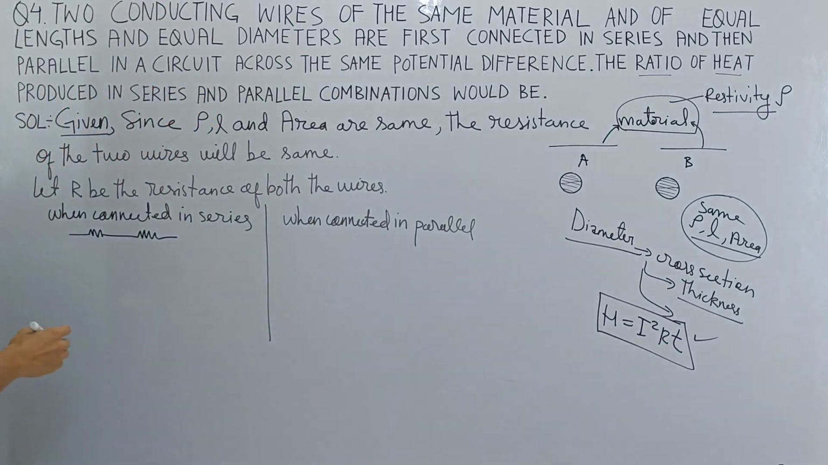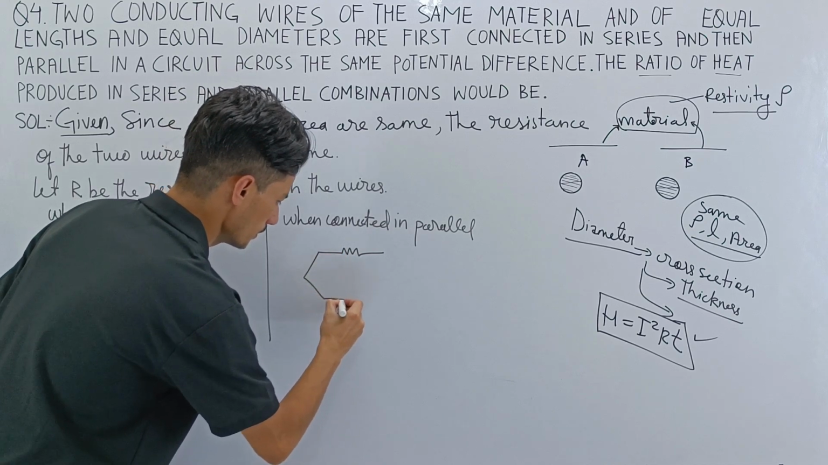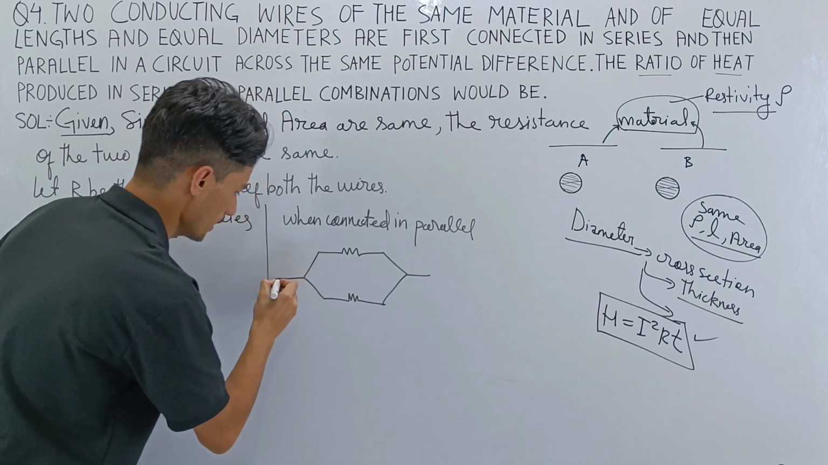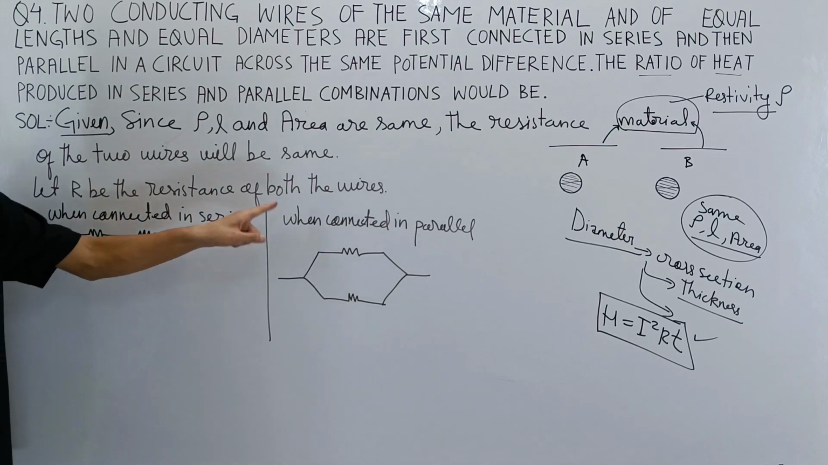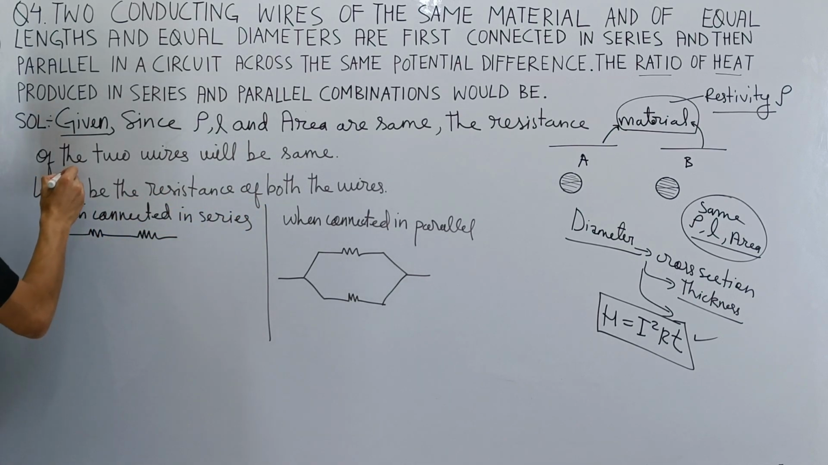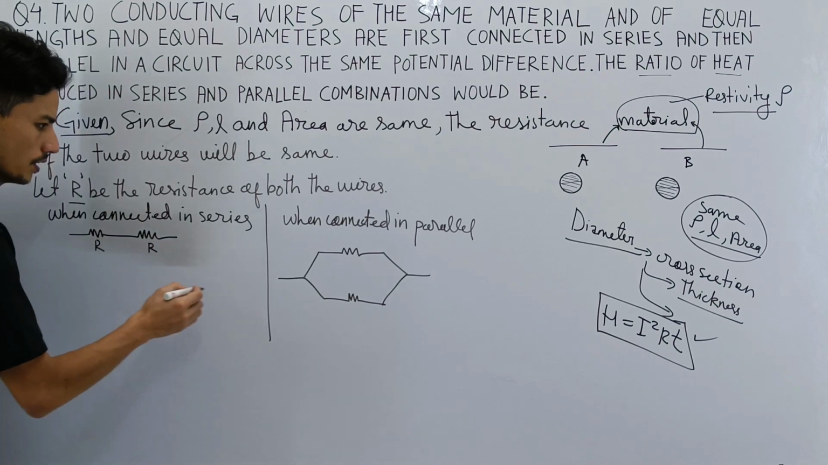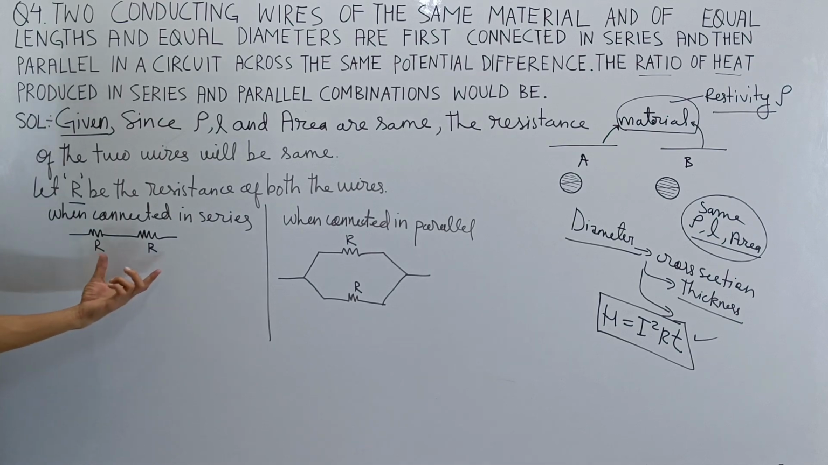Alright, so this is in series, and in parallel they will be connected like this. So these are the resistances, and we have declared that the resistances will be R. Okay, so this is R, this is also R, this also R, this also R. So let us calculate the equivalent resistance for this combination.